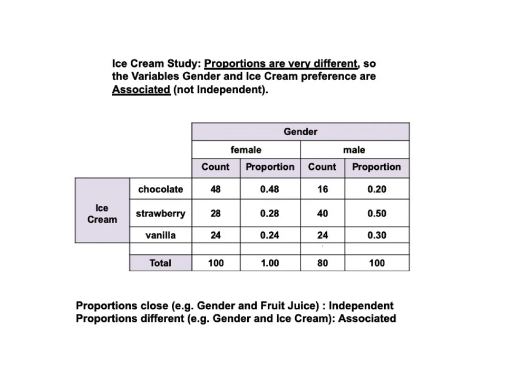What if the proportions in the gender juice contingency table were not the same but were close? How close is close enough? We need to use the chi-square test of independence to determine whether the differences in the proportions are large enough to be statistically significant. If so, the variables are associated, not independent. For fruit juice, we saw that the proportions were close, in fact identical, so gender and fruit juice are independent. For ice cream, the proportions are very different, so gender and ice cream are associated.